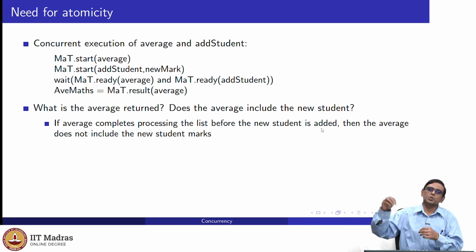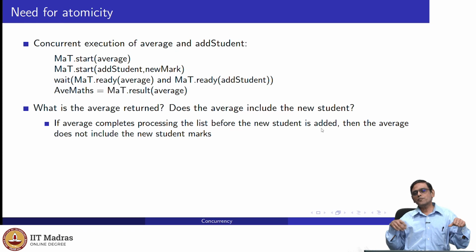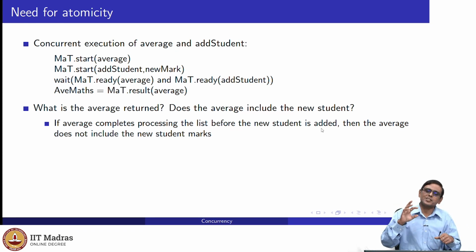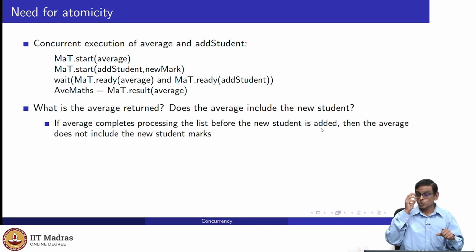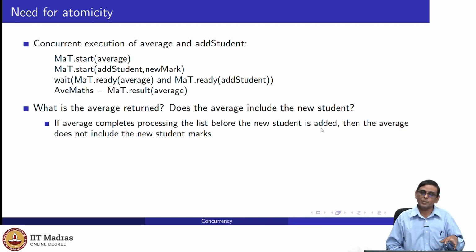Now, if it so turned out that the average had finished processing the entire list, and after that the new student was added, then it will return the old value of average, meaning the average without considering the student. Or if add student was faster and finished appending the student to the end of the list, and then average started computing, then average will include the new student. So average could sometimes include the new student, and sometimes not. So it's ambiguous in some sense.